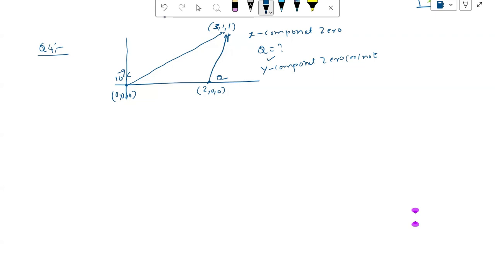There is a charge 10 power minus 9 coulomb at origin and another charge Q at 2 comma 0 comma 0. X component of electric field at the point 3 comma 1 comma 1 is 0. Then the value of Q is asked, and it is asked to find out whether the field Y component is 0 or not. If not, how much it will be.